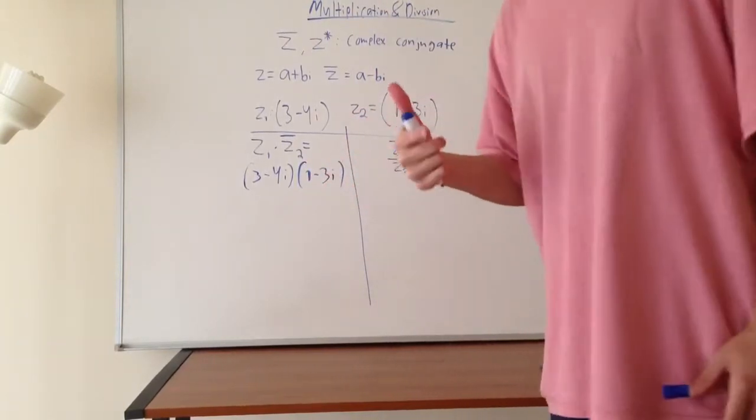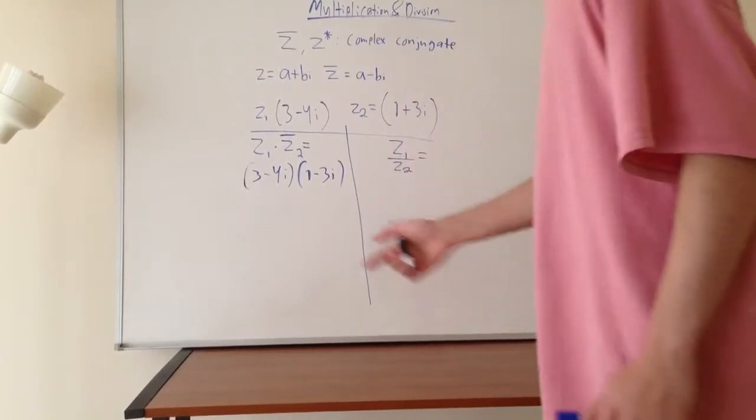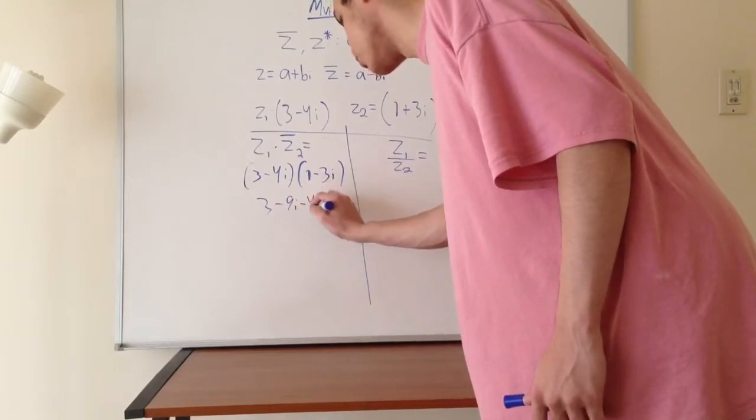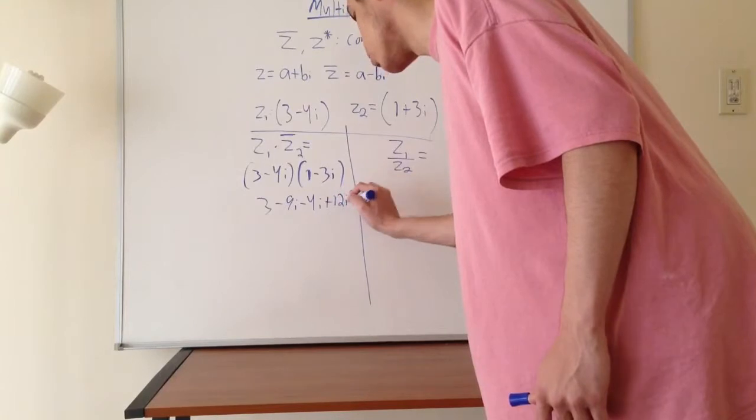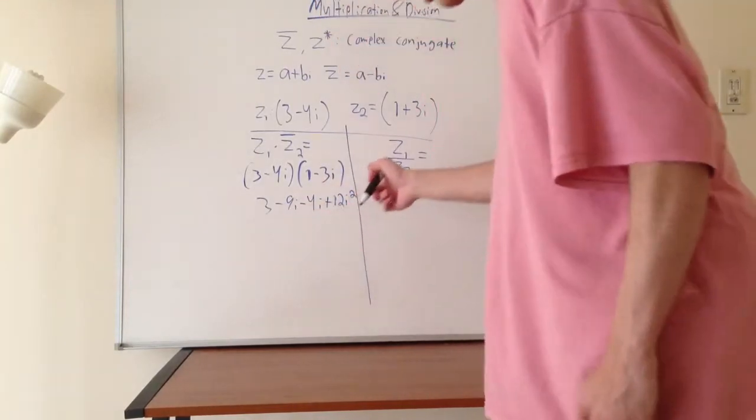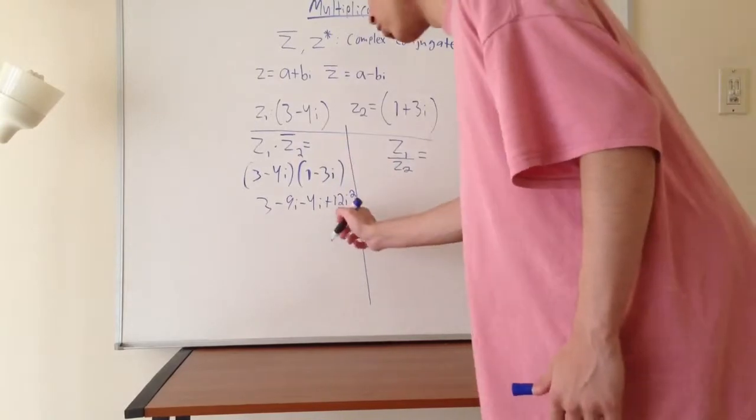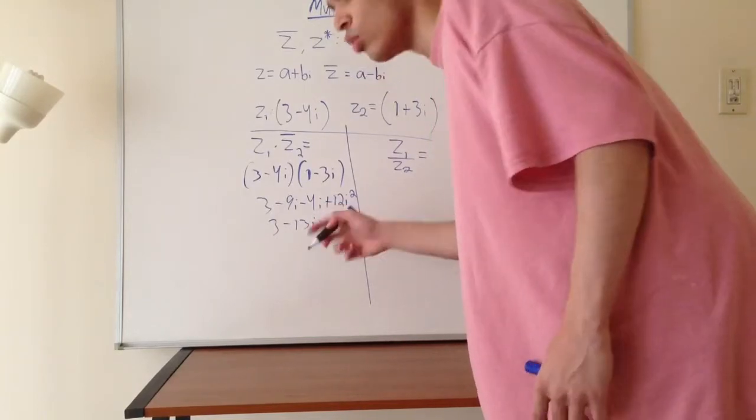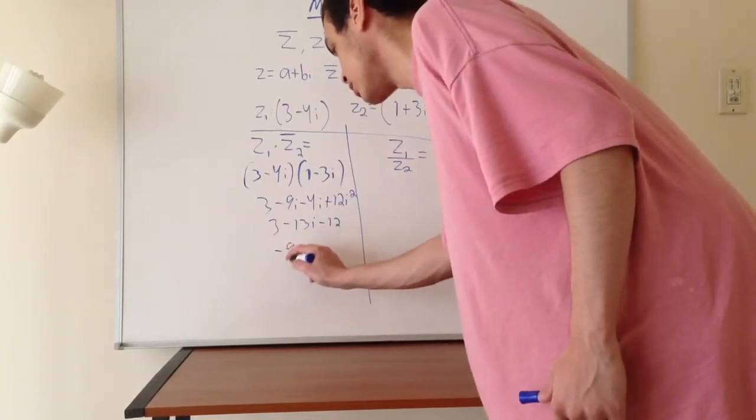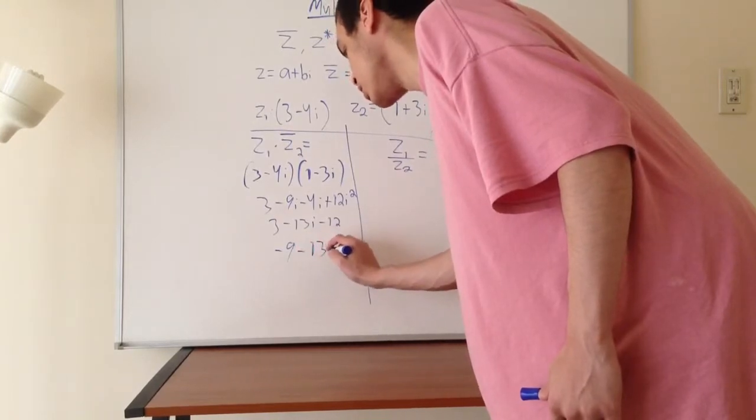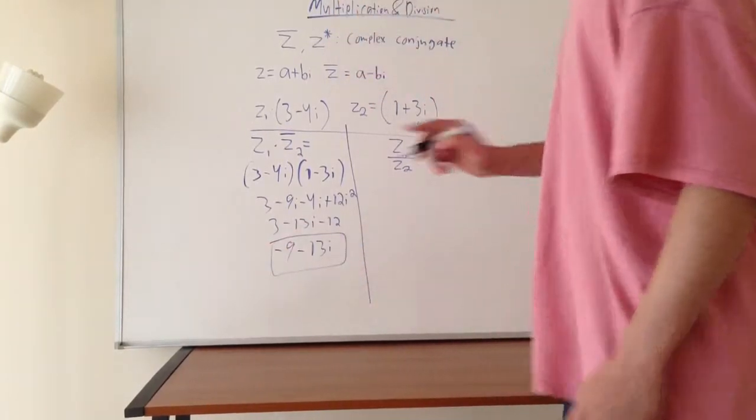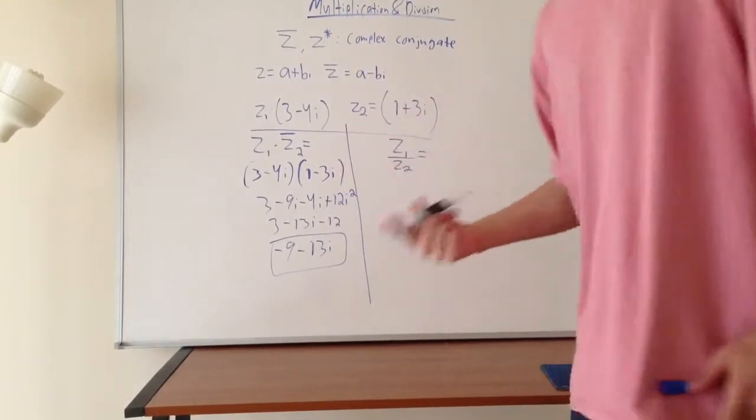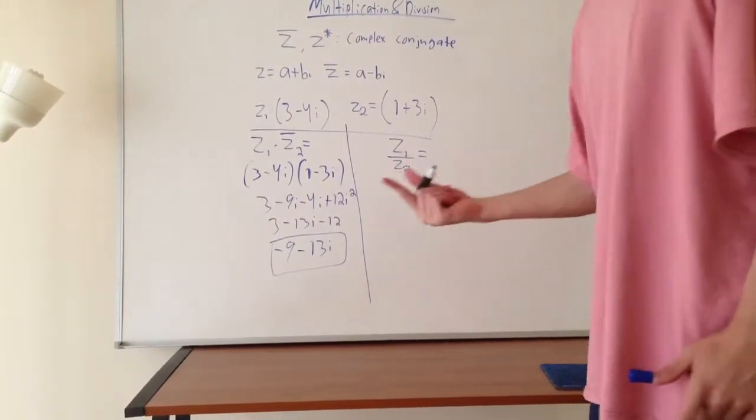Now it becomes a very straightforward foiling problem. You have 3 times 1, which is 3. Then you have minus 9i minus 4i plus 12i squared. Remember that i squared is equal to negative 1. So this becomes 3 minus 13i minus 12, and you can simplify this further. You're going to get negative 9 minus 13i, and that's the answer to this problem. All we really did was change the sign and foil it out, and that's really all there is to it. It's pretty straightforward once you get a couple examples down.